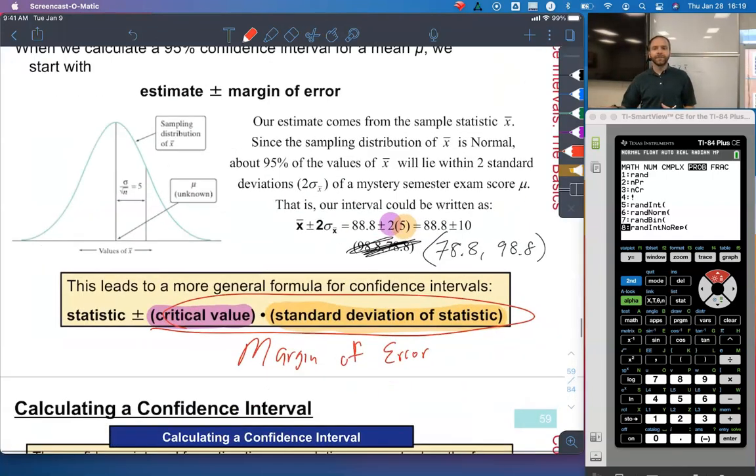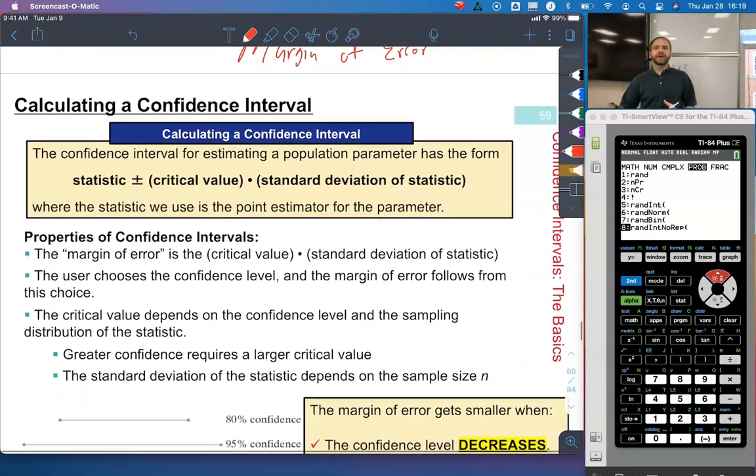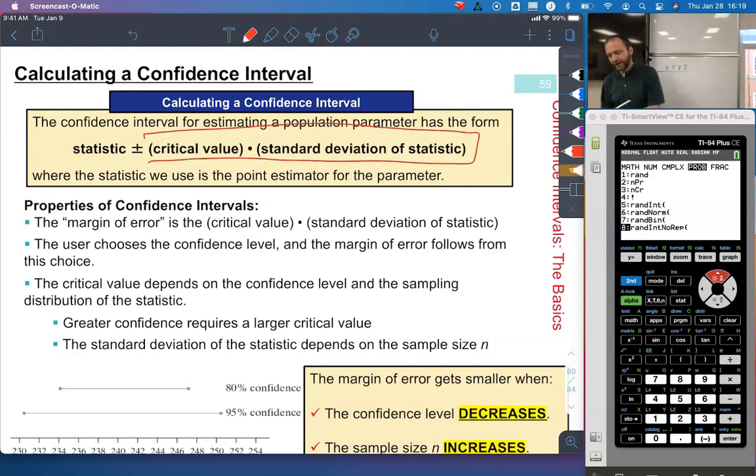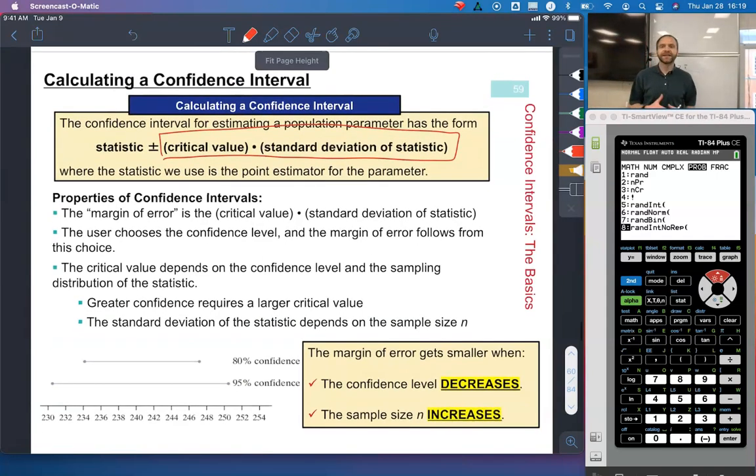It relates to our empirical rule. So, calculating a confidence interval. We are going to take our statistic plus or minus our critical value times our standard deviation of the statistic. And again, this is our margin of error. Couple things to keep in mind. Properties of confidence intervals: the margin of error is your critical value times your standard deviation of the statistic. I've said that 3 times.